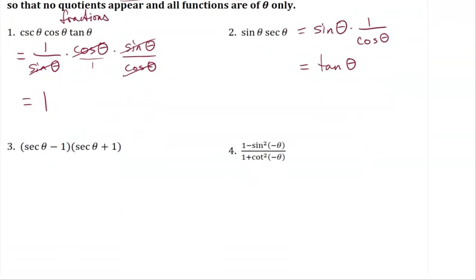Okay, here, expanding our algebra skills a little bit. Secant theta minus 1 times secant theta plus 1.